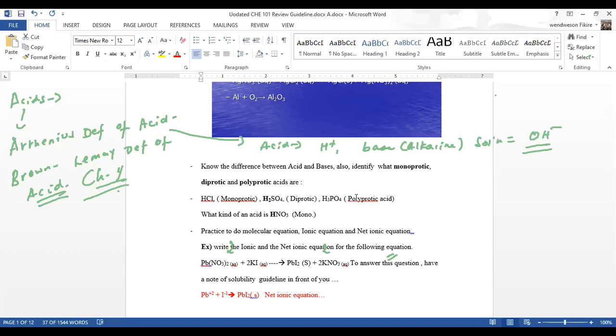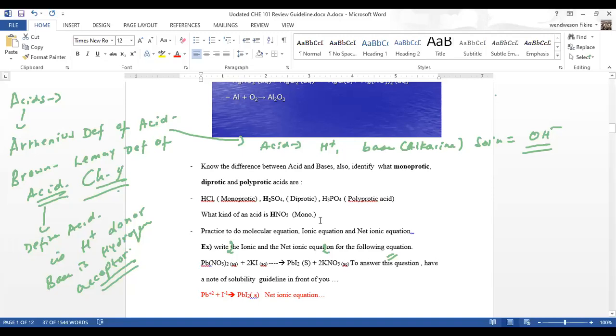The Brønsted-Lowry definition of an acid is a little bit different. Brønsted and Lowry define an acid as a hydrogen donor, and a base as a hydrogen acceptor. Maybe I can give you the explanation later on, but find these definitions in the PowerPoint. You can look at what is meant by an acid and a base.